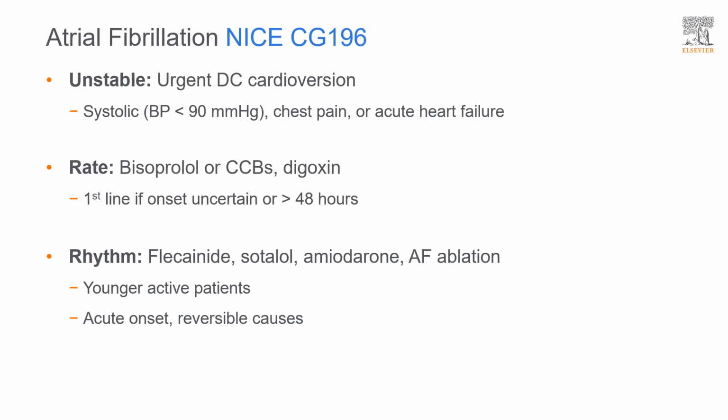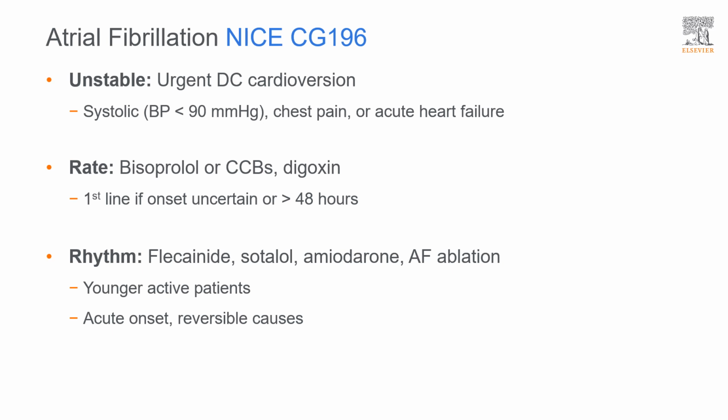Let's go through now some of the management of AF. The initial management of AF really depends on the patient's hemodynamic stability. So, for example, unstable patients, characterized by hypotension, which is defined as systolic blood pressure of less than 90, chest pain, which could be suggestive of cardiac ischemia, or any signs of acute heart failure, so I'm talking about pulmonary edema, increased oxygen requirements, they may require urgent DC cardioversion. And this is really a life-saving intervention and should be performed regardless of the patient's anticoag status.